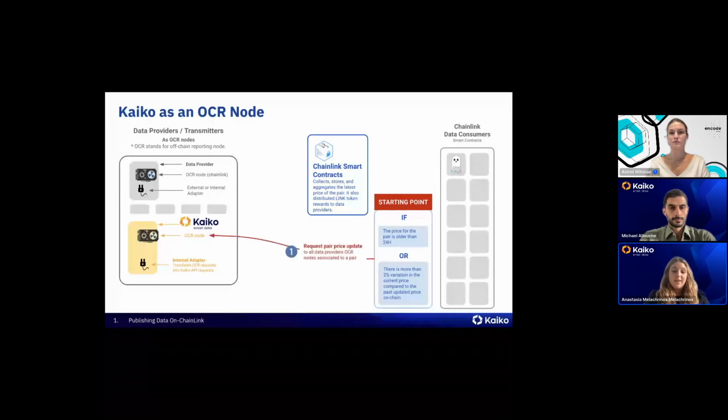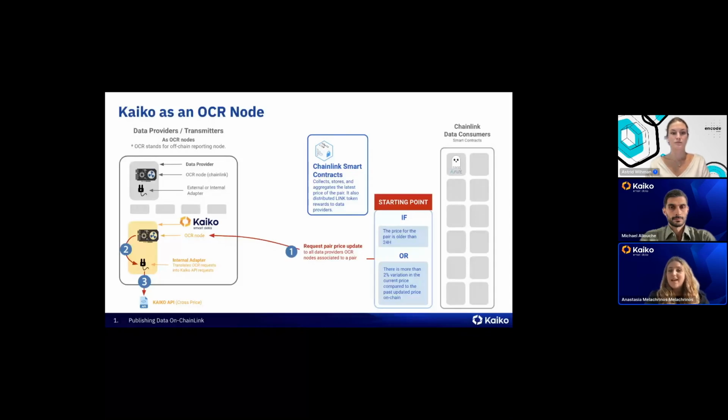So once this request has been done, it's actually done to the OCR nodes of a specific pair. And when it comes to Kaiko, we receive this request and we translate it into a language using our internal adapters. So it can automatically give a call to our off-chain APIs and get the best price for this asset at the time that it has been requested.